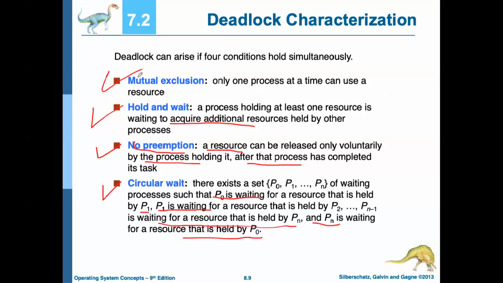There are how many? One, two, three, and also circular wait. Altogether, 4 conditions. Yeah, 4 conditions.